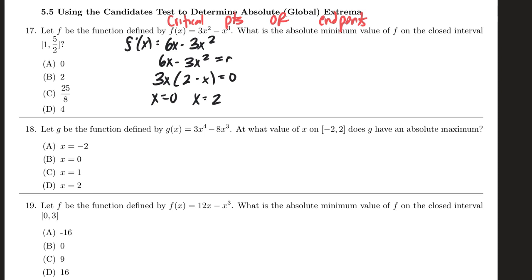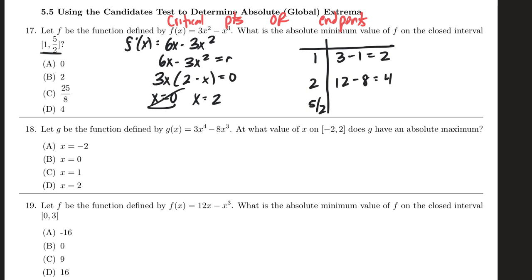All right, then I make my chart to figure out where my max and min are going to happen. I always use my endpoints, 1 and 5/2. And then my critical points. Notice that 0 is a critical point, but it's not in the region I care about. So 0 I can just get rid of and just look at 2. If I plug in 1, I'm going to get 3 minus 1 is 2. If I plug in 2, I'm going to get 12 minus 8, which is 4.